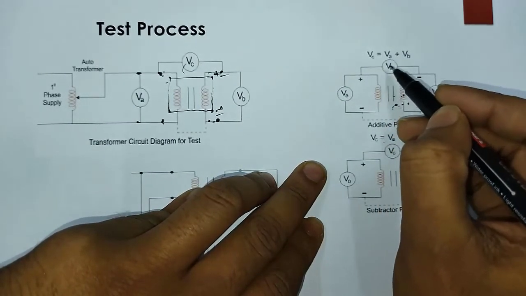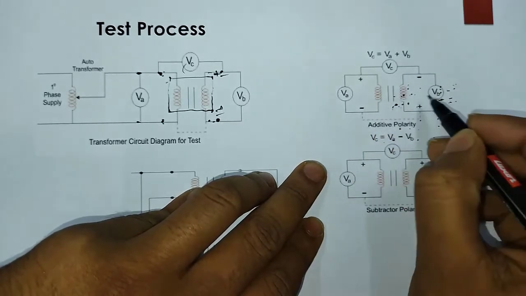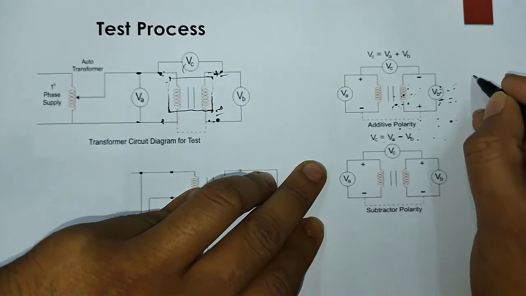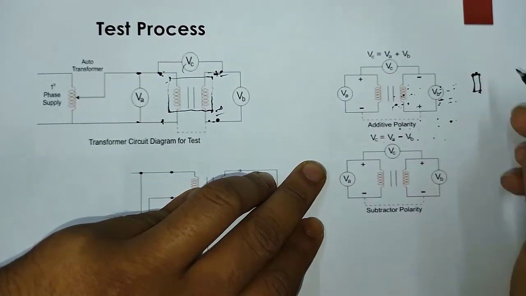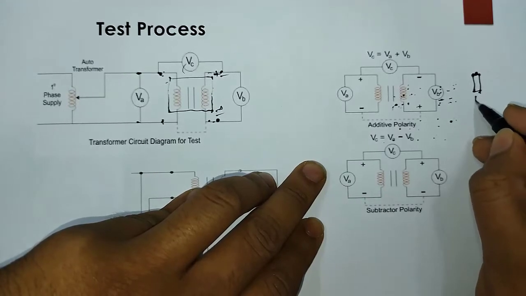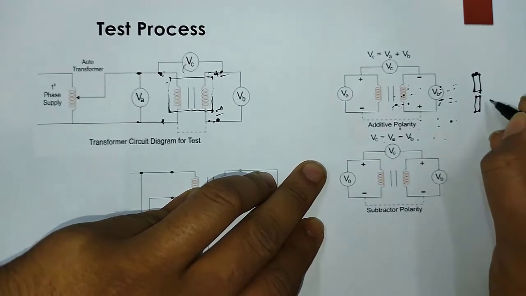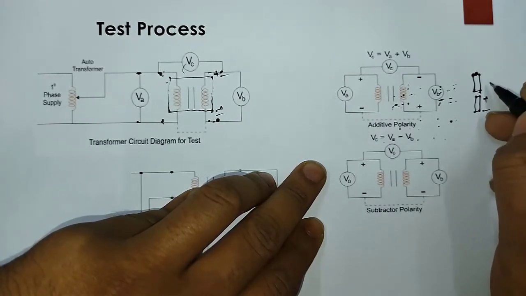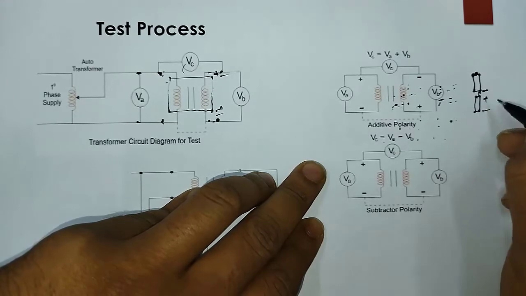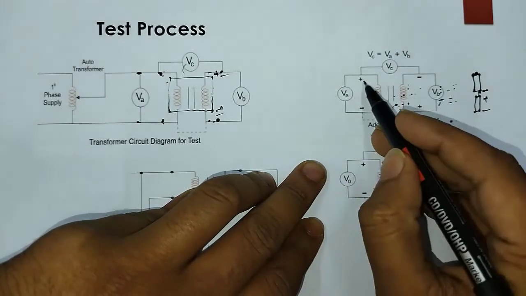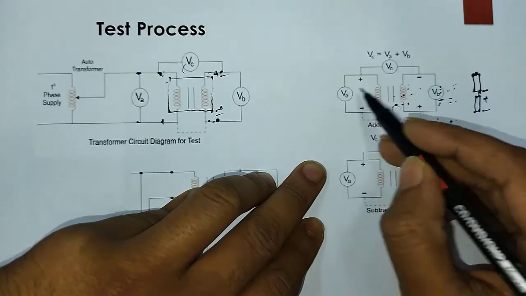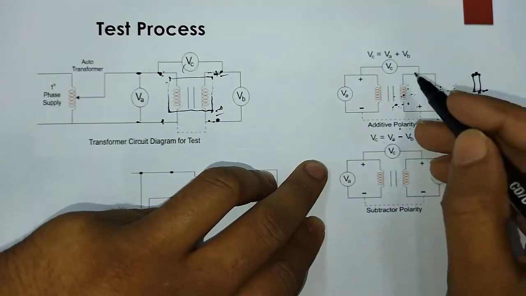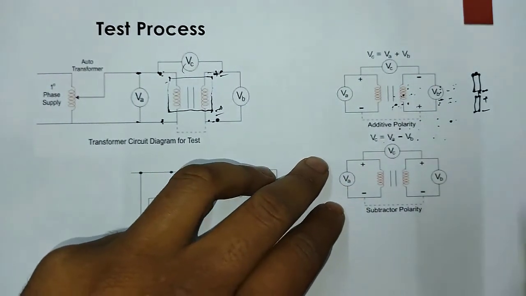You can compare this circuit with a pencil battery circuit. When we connect two pencil batteries in series, we connect the plus of one to the minus of the other. Same here. If this terminal is plus, then the other has to be minus if the voltage showing here is VA plus VB. That's how we identify the terminals.